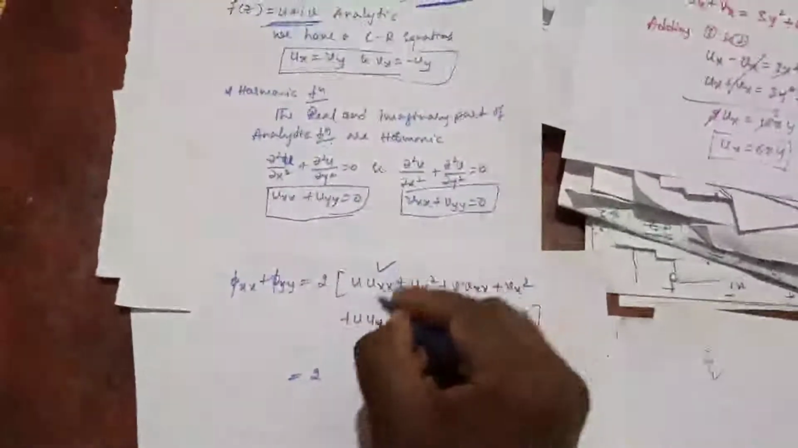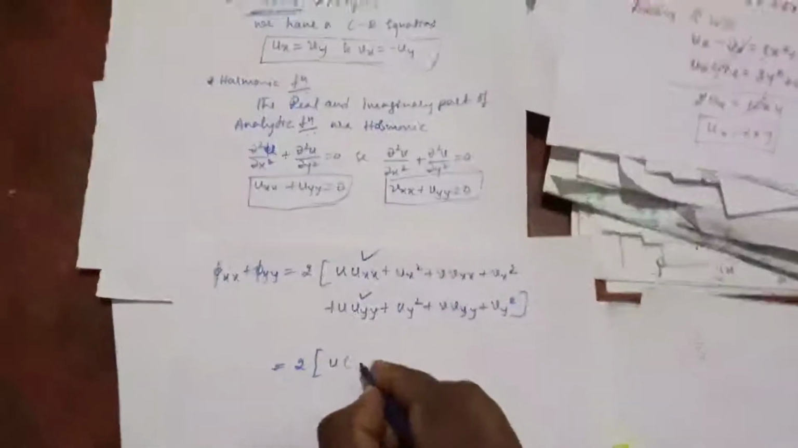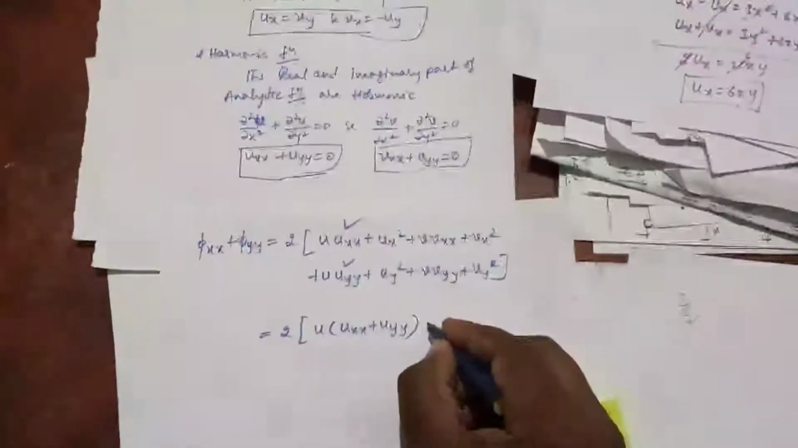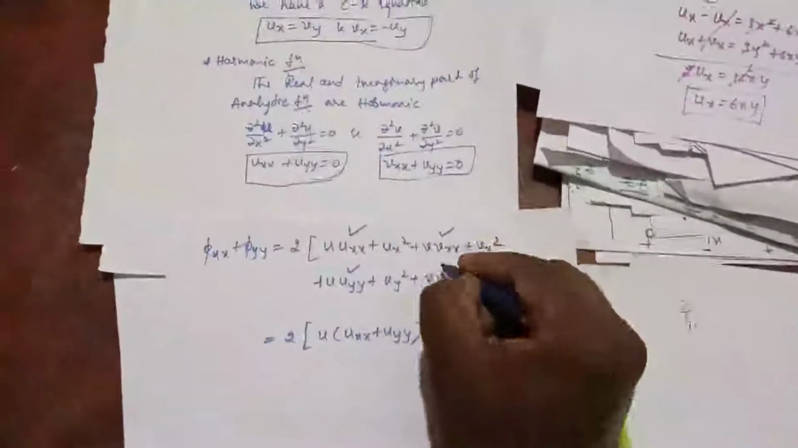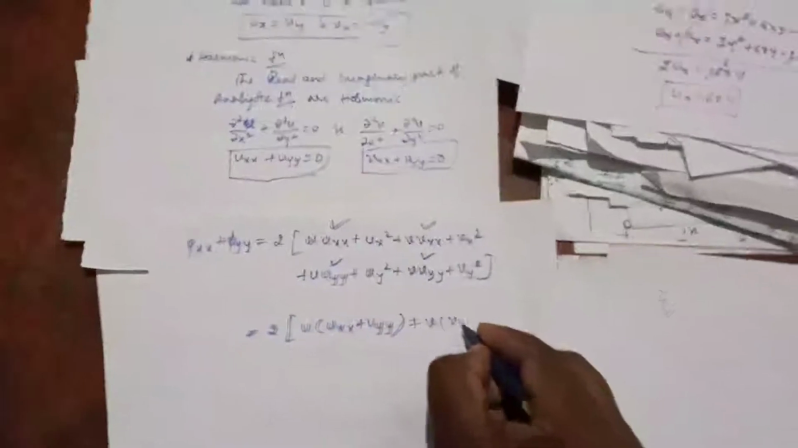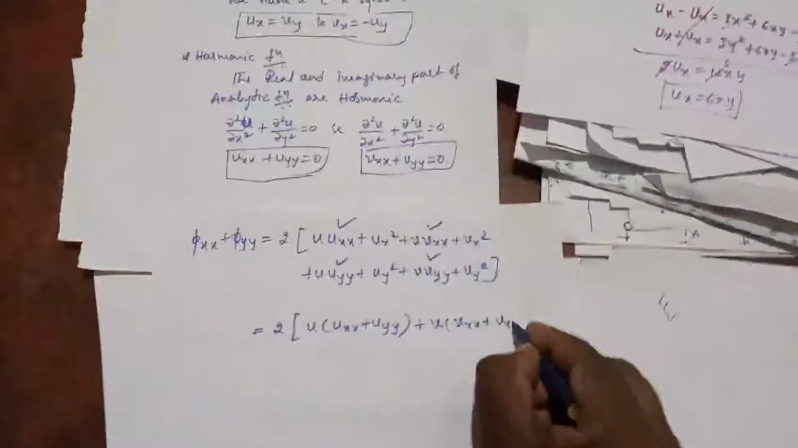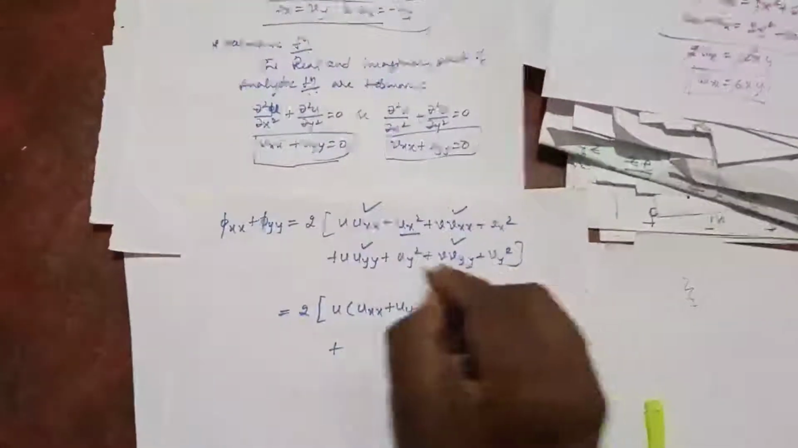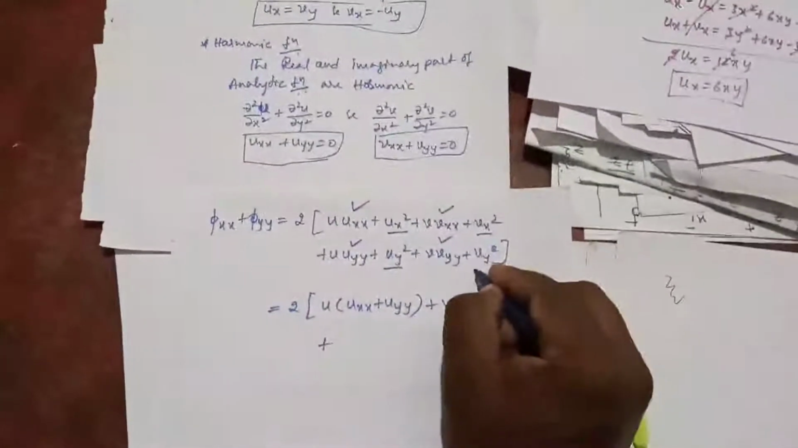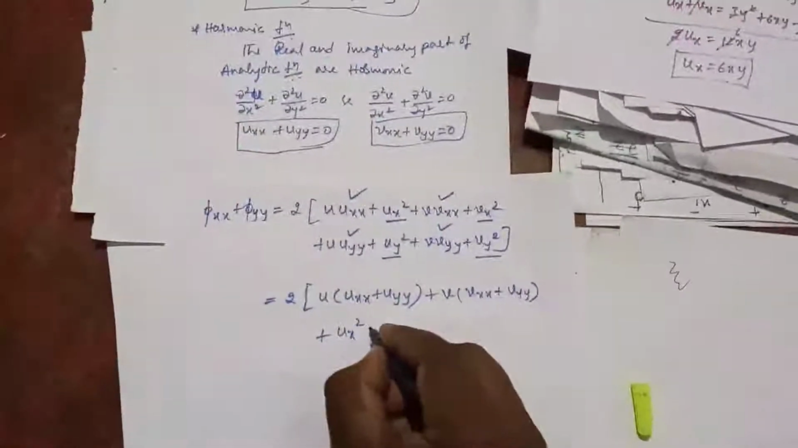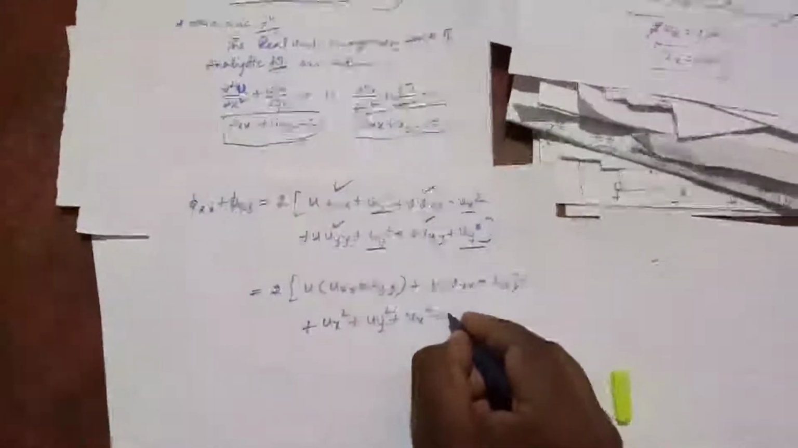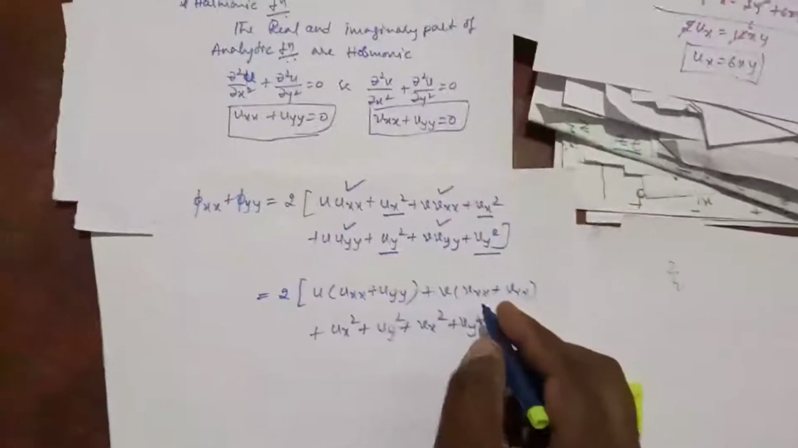Here in these two terms u is common, we are left with uxx plus uyy. In these two terms v is common, write vxx plus vyy. Here ux square, uy square, vx square, vy square is there, write that as it is: ux square plus uy square plus vx square plus vy square. Here real and imaginary parts of an analytic function are harmonic.